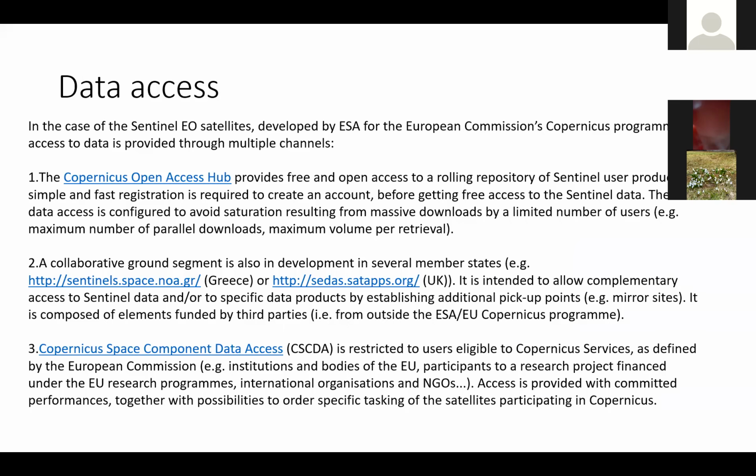Next is about data access, which is very important. The policy in Europe has changed in the last 5 or 10 years. The discussion started maybe 10 years ago, that all the data produced by scientists should be open data access. So what is needed is registration, but the scientists do not pay for the data anymore.